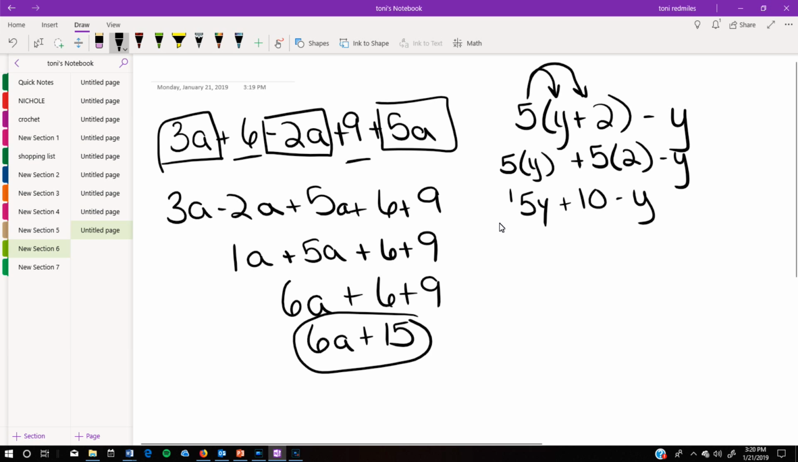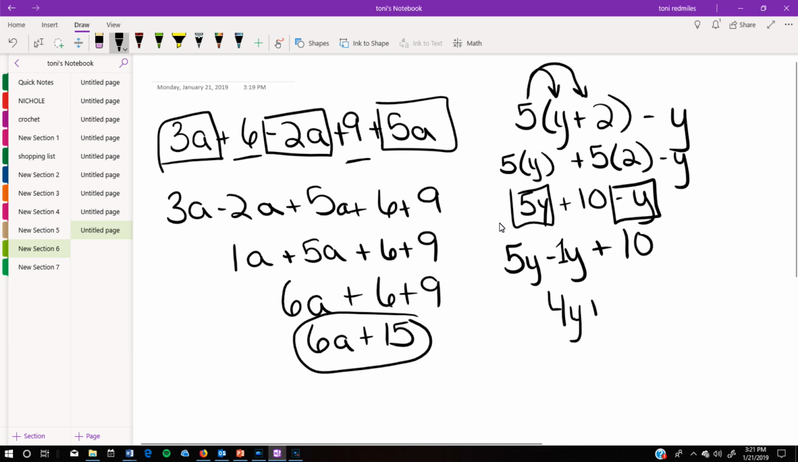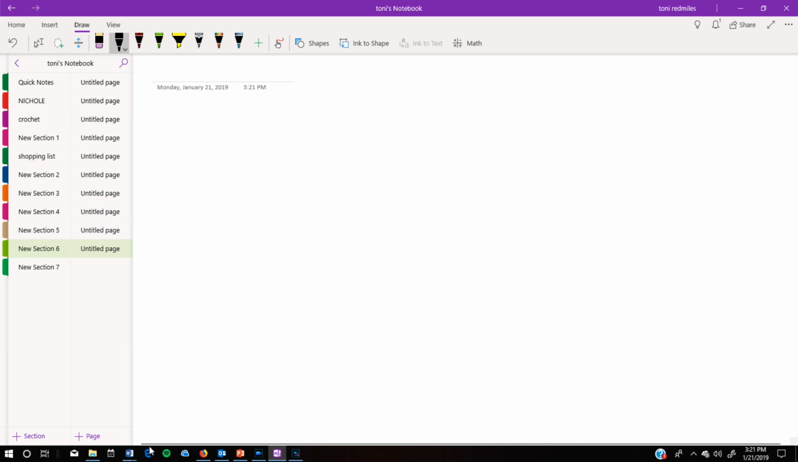Now I can get those like terms together. I have this 5y and a -y that are like. And then the 10 isn't like to anything. Remember, when there's nothing in front of a variable, it's an understood 1. So 5 minus 1 is 4. Drop down my y. And the 10 isn't like to anything, so I'm going to drop it down. And this is the most that I can reduce this. Two more of this type.